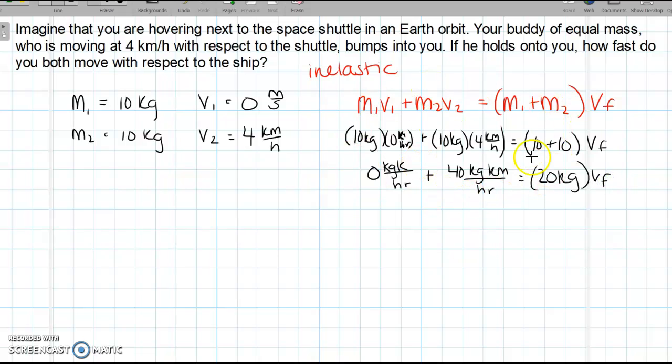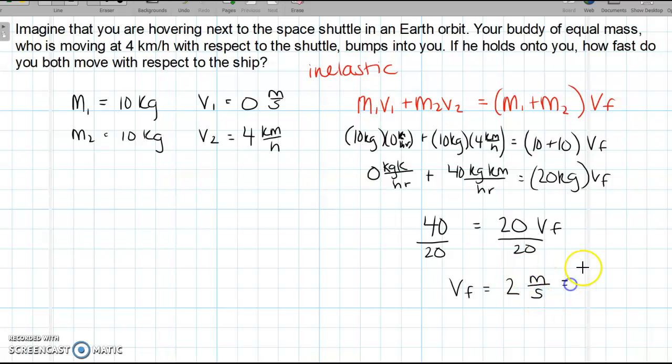This all stems from the idea of the conservation of momentum. The momentum that you are starting out with initially, you need to end with finally. It's about the products of these things. So I'm going to clean it up a bit by getting rid of the units. Really this is saying 40 is equal to 20 times VF. How do we solve for VF? We divide by 20 on both sides, and we get that VF is equal to 2 meters per second, or in this case, kilometers per hour.